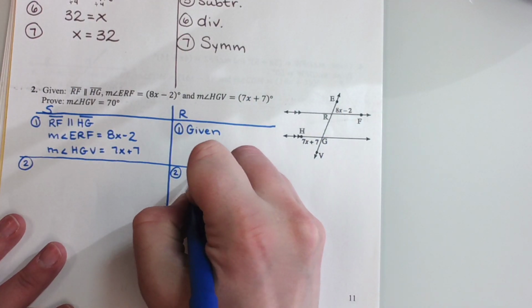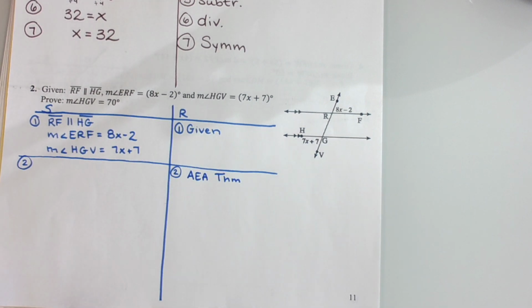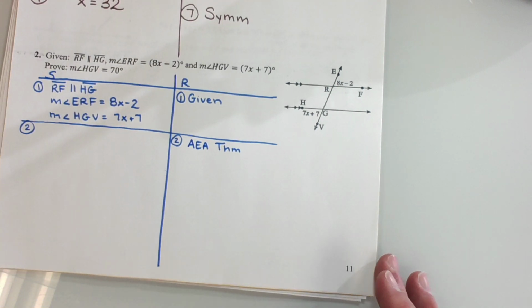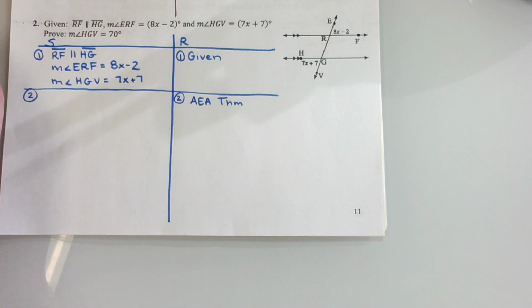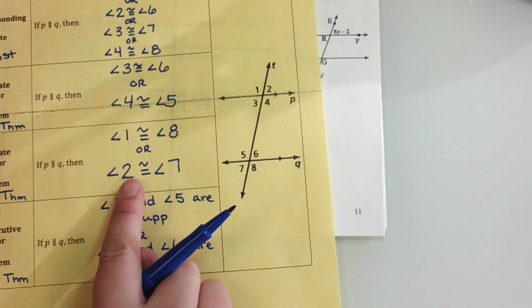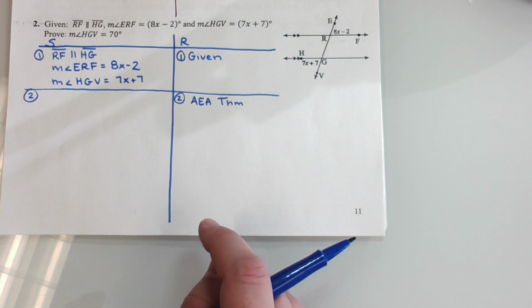So we're going to use the alternate exterior angle theorem. Yes, you need to have the theorem or the postulate after that, not just AEA. Alternate exterior angles is the angle type. Alternate exterior angle theorem is the theorem we used. This theorem says they are congruent by name.